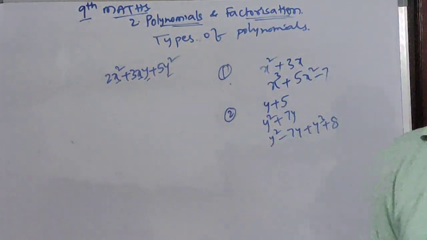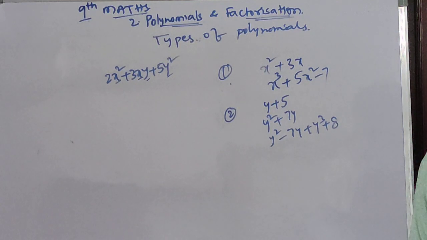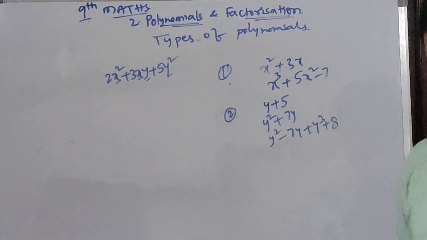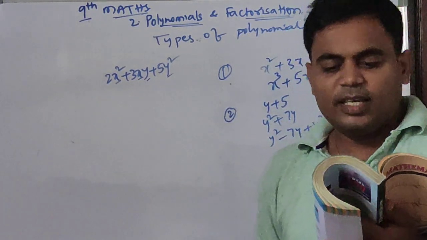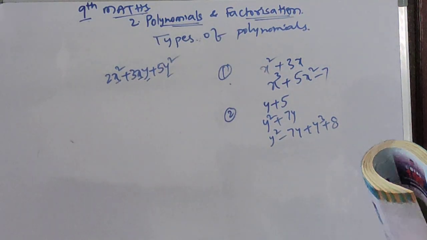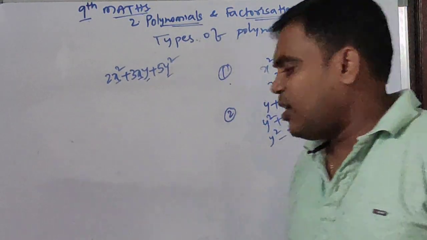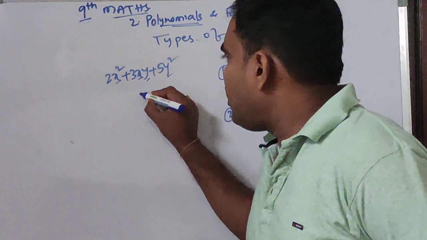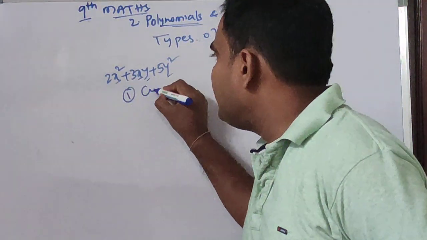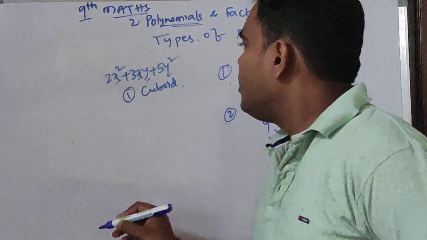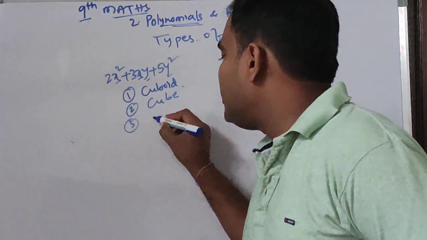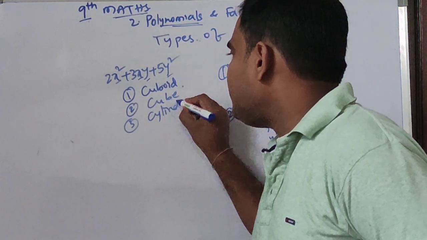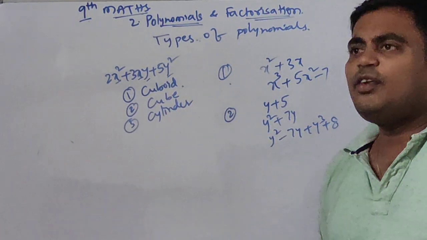Okay. Next one. Write the formula of area and volume of three different solid shapes. Find out variables and constants in them. Okay, so I want to write the formulas of three solid figures. So I am taking three solid figures. One is cuboid, second cube, third cylinder. So these are the three solid shapes.